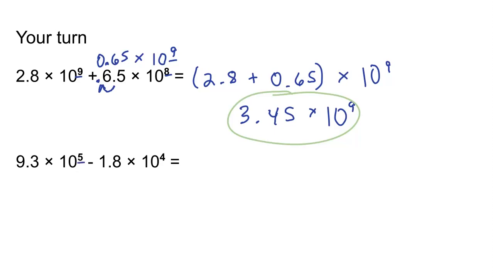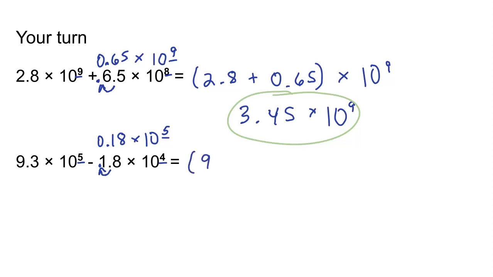Once again you have different exponents, so you need to make them the same. And in this case, it would be easier to convert 10 to the 4th to 10 to the 5th by moving the decimal point one place to the left. So the new coefficient becomes 0.18 times 10 to the 5th. And now the exponents are the same. So go ahead and subtract the coefficients.